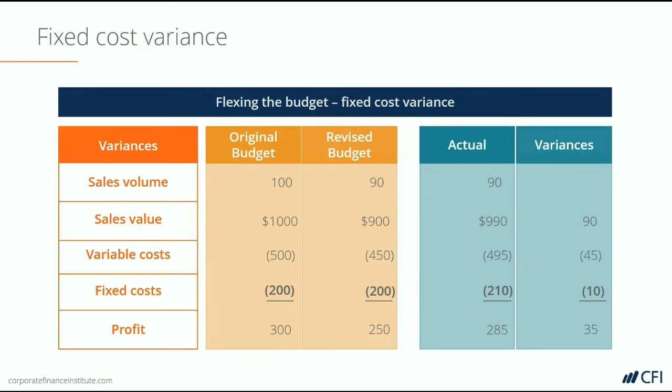To calculate the fixed cost variance, we simply add up all of the fixed costs in the business and get the total, and we just compare that total to the total we had budgeted. And in this case, we see that there's a difference of 10, an unfavorable difference of 10. This can always move in either direction, so it's important to be clear of whether it's a favorable or unfavorable change.